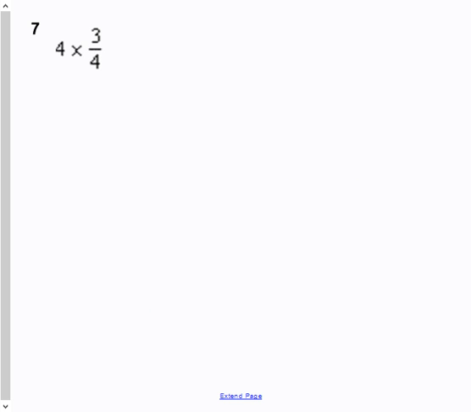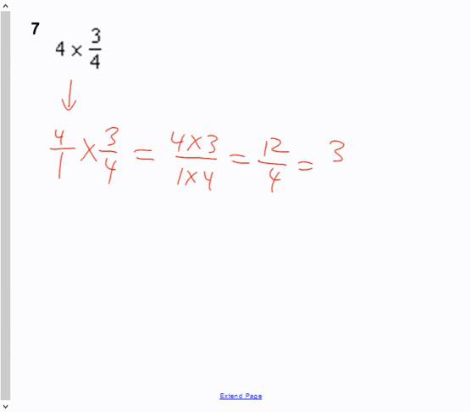Question 7, we have a whole number multiplied by a fraction. So again, just like we did in question 5, we're going to consider that whole number to be 4 over 1, multiplied by 3 over 4. When I multiply the numerators and multiply the denominators, I get 12 over 4, which will reduce down to 3 over 1, which is simply the whole number 3.